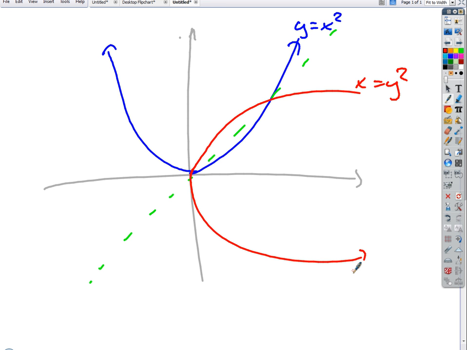Okay, so you're right, it's a non-function, but it is the inverse relation, right? Make sense? Okay, good question.